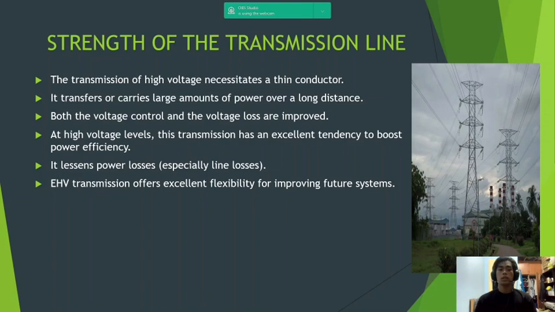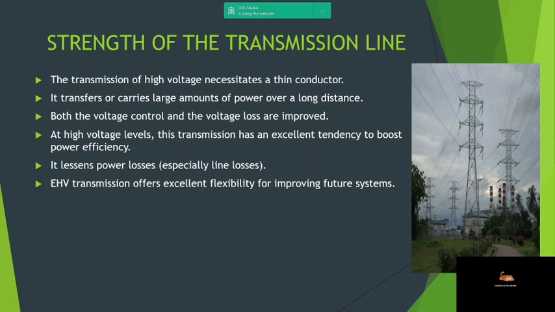So for the strength of the transmission line, the transmission of high voltage necessitates a thin conductor, which means in long distance transmission line of electricity, long wire are used, which is have very high resistance. That means we have reduced the power losses, which is we need a thin conductor when we build this transmission line.